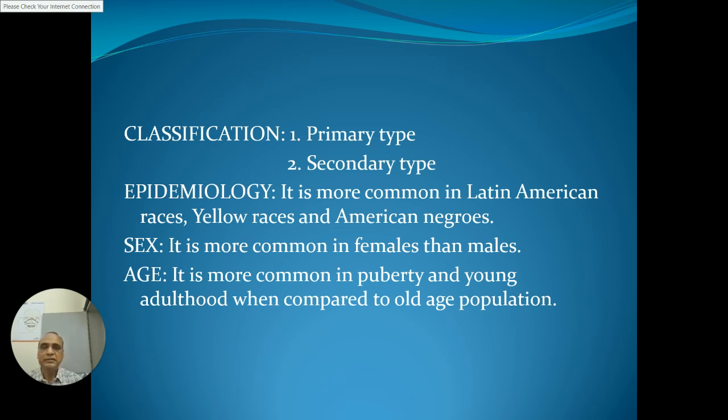Now, under this, there is a classification made as primary type and secondary type. Primary type means we really don't know the cause of it, and secondary means secondary to some other chronic disease like tuberculosis, leprosy, etc. Under the epidemiology, it is more common in Latin American races, yellow races, and American Negroes. It is predominantly seen in females than in males. The age group affected is common in puberty and young adults when compared to the old age population.